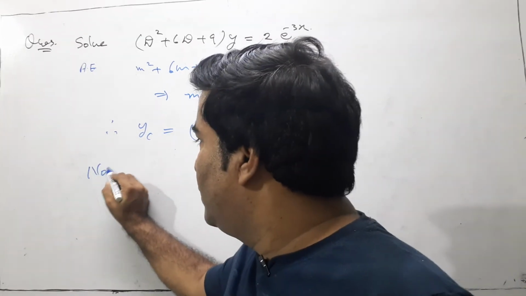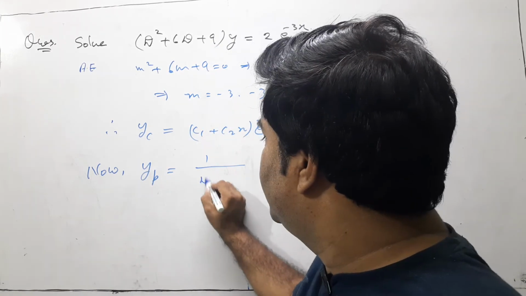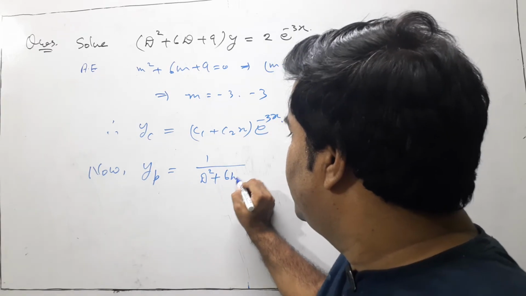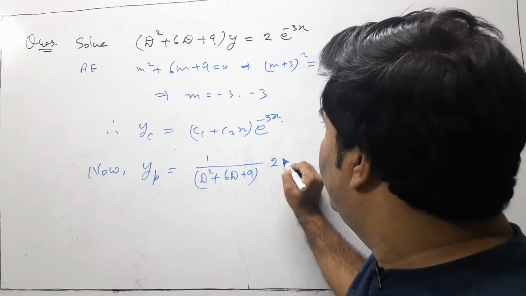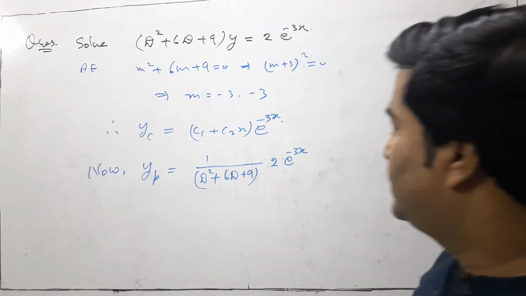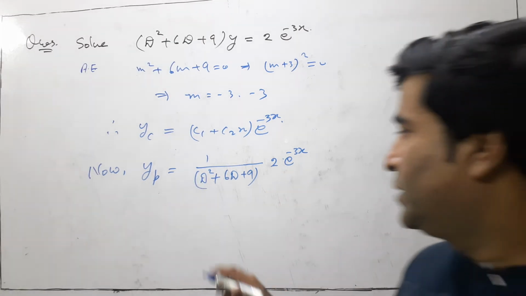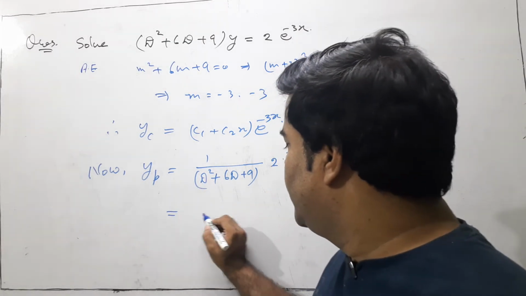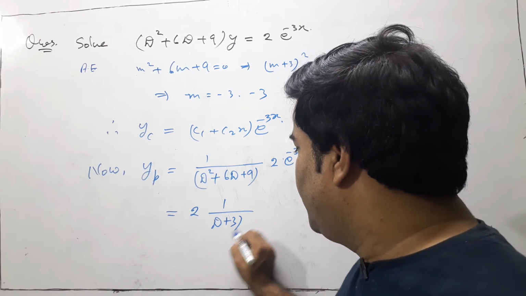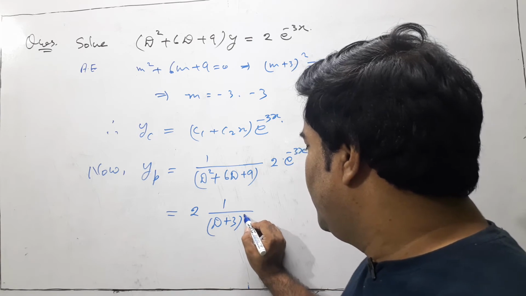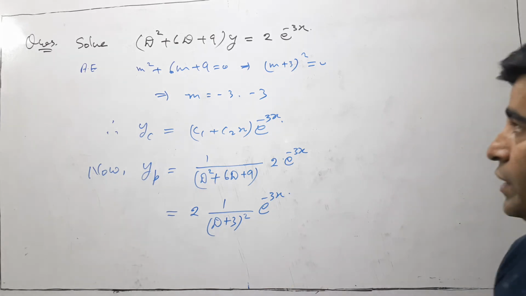Now we find the particular integral, and this is 1 over (D² + 6D + 9) into 2 e^(-3x). Here 2 is a constant, so we can take it outside. This is actually 1 over (D + 3)² e^(-3x).